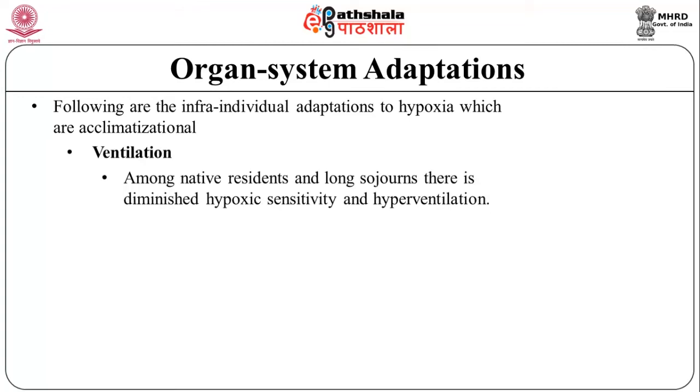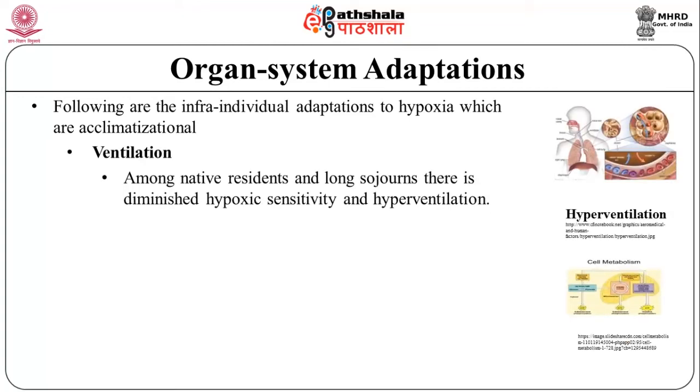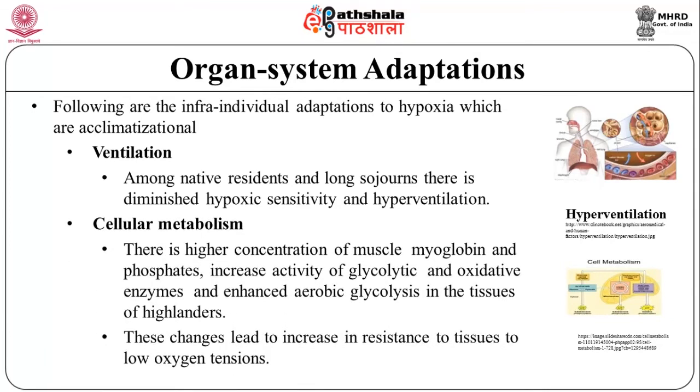Another point is ventilation. Among natives, residents and long sojourners, there is diminished hypoxic sensitivity and hyperventilation. Another one is cellular metabolism. There is a higher concentration of muscle myoglobin and phosphates, which increases the activity of glycolytic and oxidative enzymes and enhances aerobic glycolysis in the tissues of highlanders. These changes lead to increased resistance of tissues to low oxygen tension.